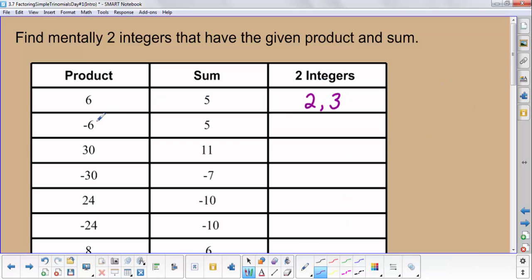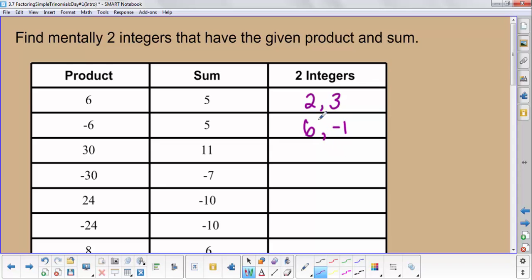This time we want to think of the two numbers that will multiply to negative 6 and still add to positive 5. So make a list of all the ways that you can multiply to negative 6. The one way that you're actually going to add to positive 5 is if you take the positive 6 and multiply it with a negative 1. The product will give us negative 6. The sum will give us positive 5.